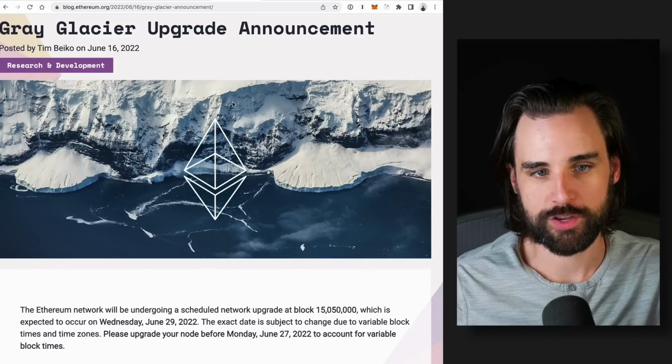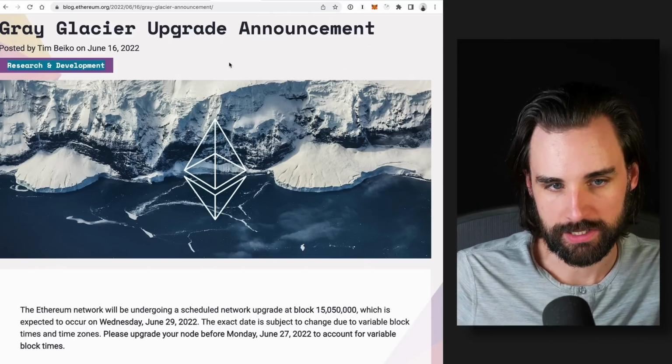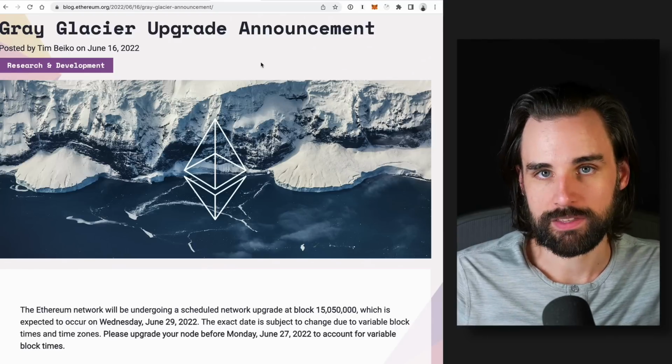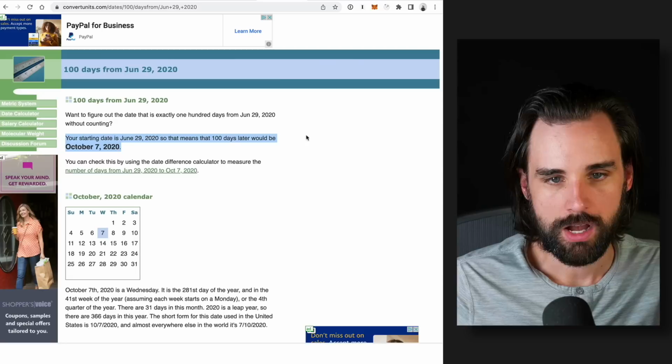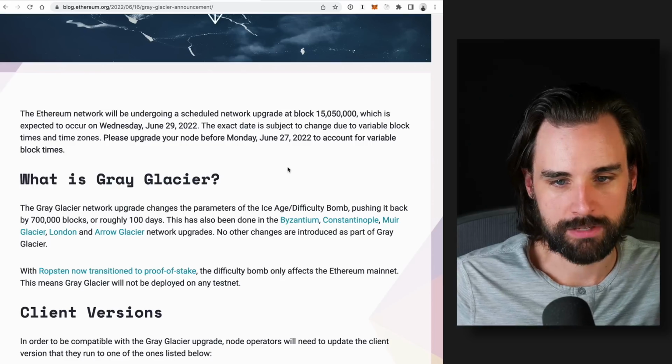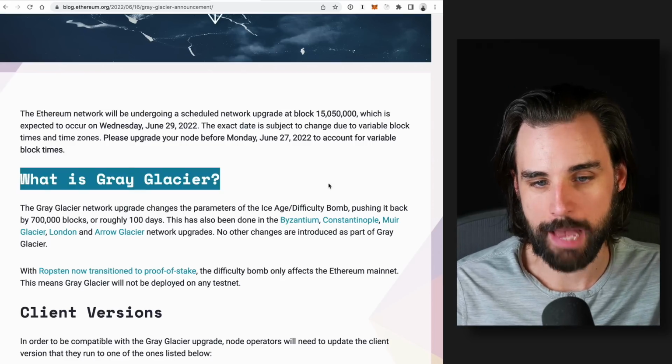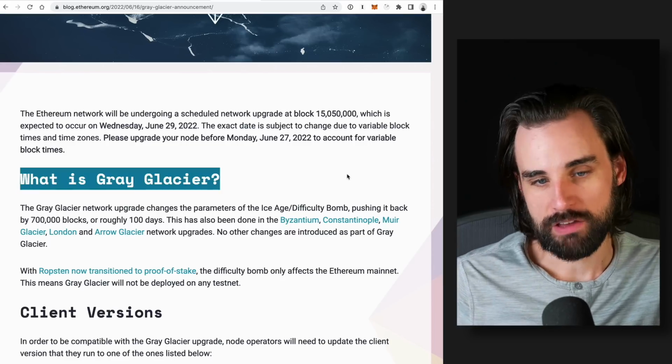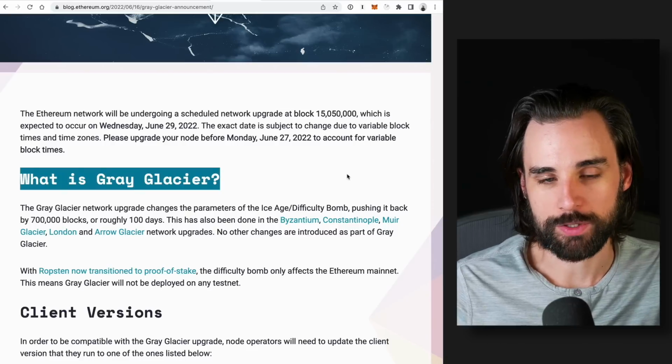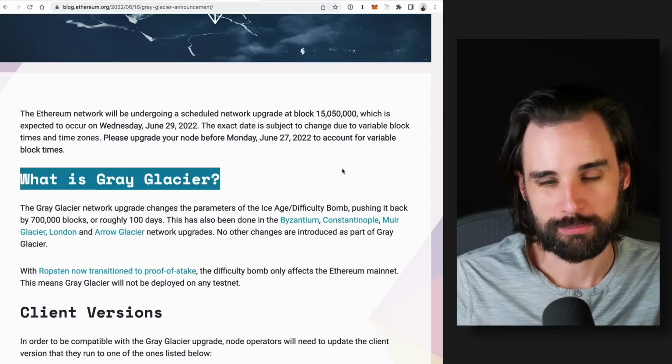All right, so that's an overview of the Ethereum Gray Glacier upgrade announcement. Again, this is pushing back the Ethereum difficulty bomb to October 7th. So what does that mean for the Ethereum 2.0 merge? That means it's probably going to happen between now and October 7th. If I had to guess, I'd say within a month tolerance of that, so maybe sometime in early September, maybe mid-September.